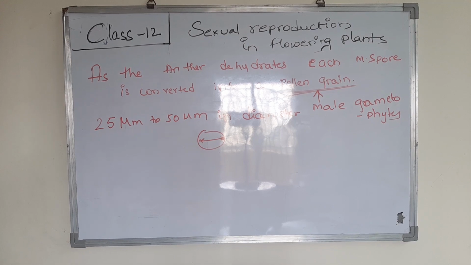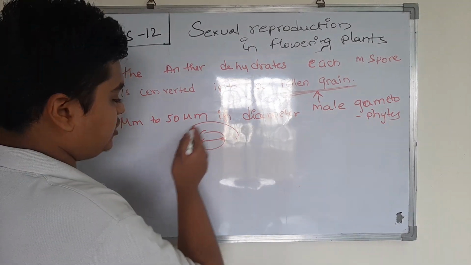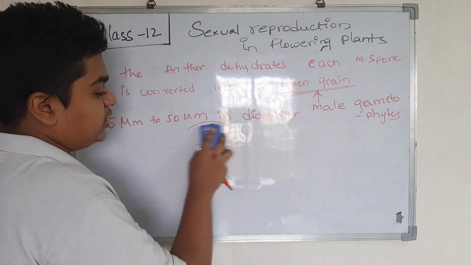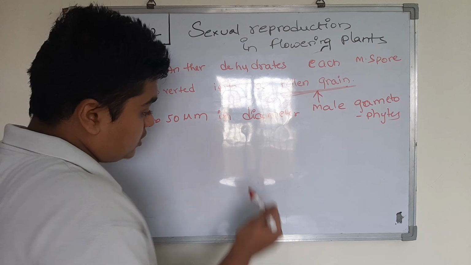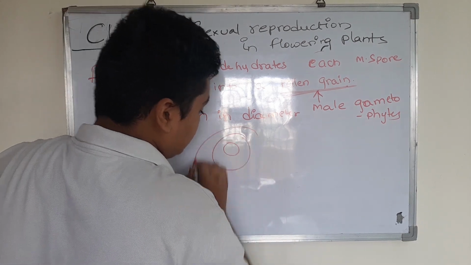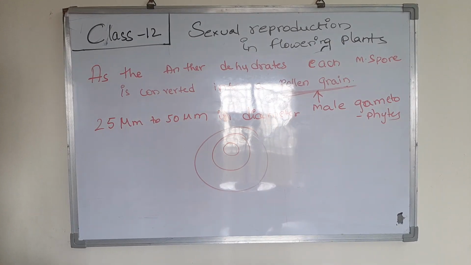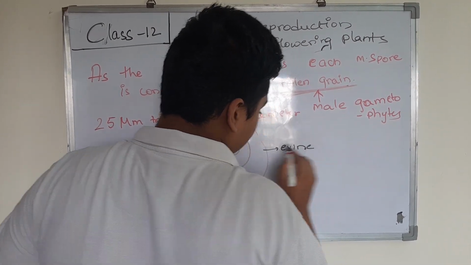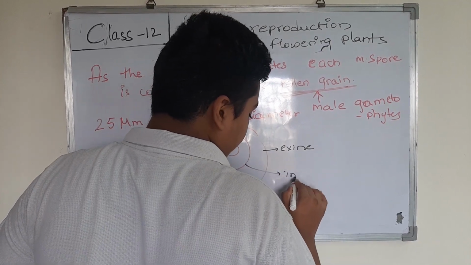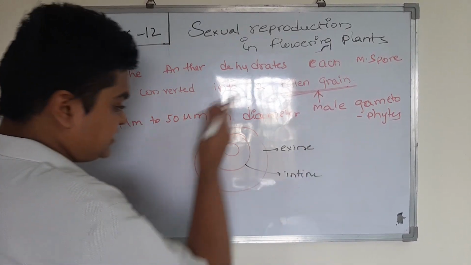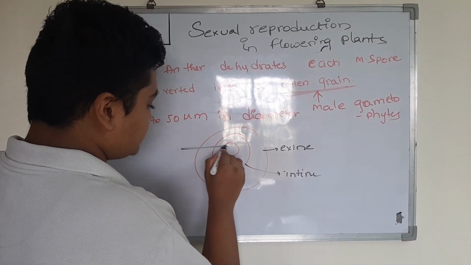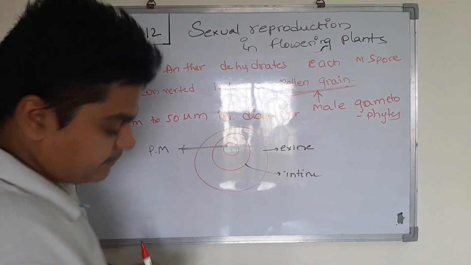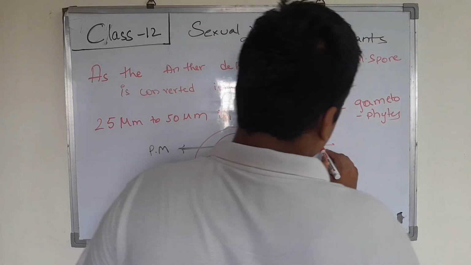This pollen grain is surrounded by two layers, outer and inner. The outer layer is called exine, and the inner layer is called intine. And the cytoplasm of the pollen grain is again surrounded by a plasma membrane.